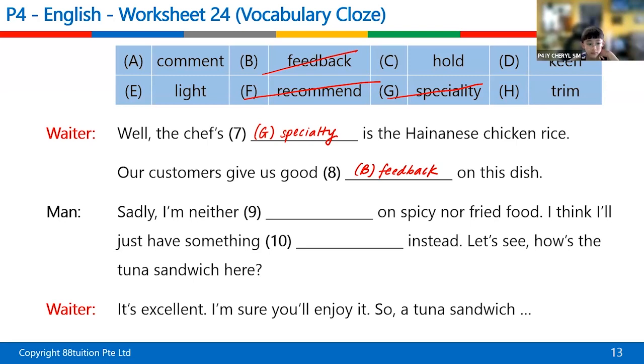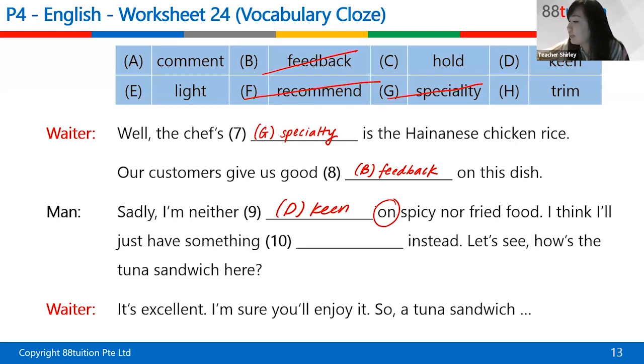Keen. Very good. Okay. Some words, they are just collocations. That means they belong together, right? So in this case, it's neither keen, because there's this preposition on, and usually it's keen on. Okay, of course, you can also say comment on, but it doesn't fit the context here. Okay, I'm neither comment on spicy nor fried. Hold on, also possible, right? When we put hold on, but it doesn't fit the context. You don't say I'm neither hold on spicy nor fried, right? I'm neither keen on spicy nor fried food. Okay, I think I'll just have something what instead.